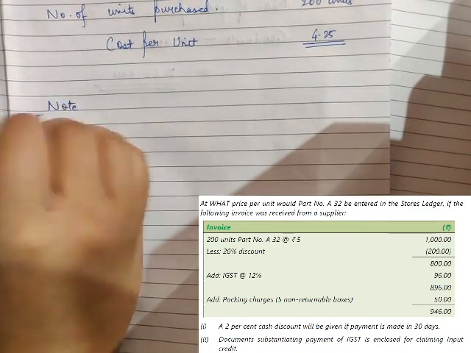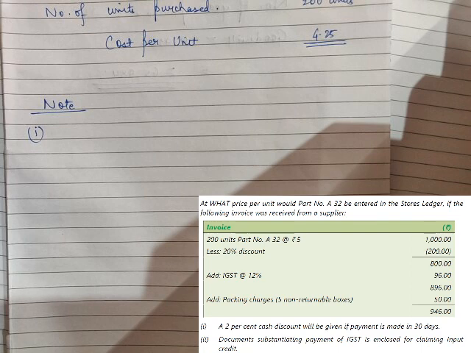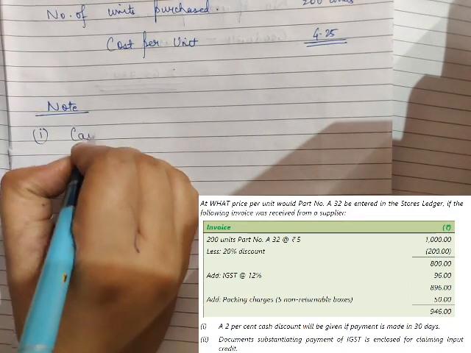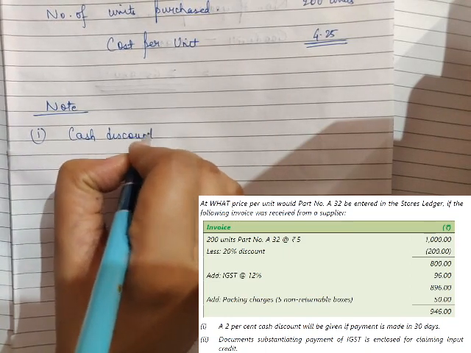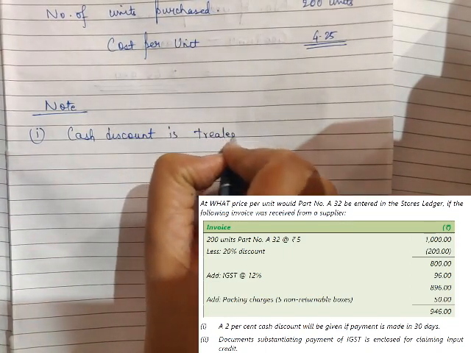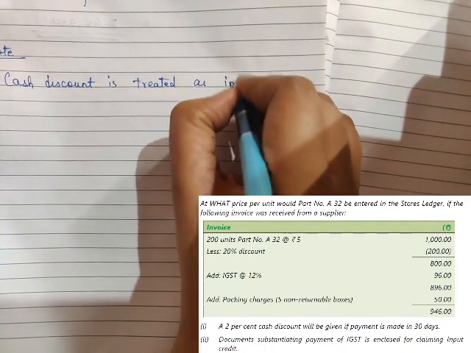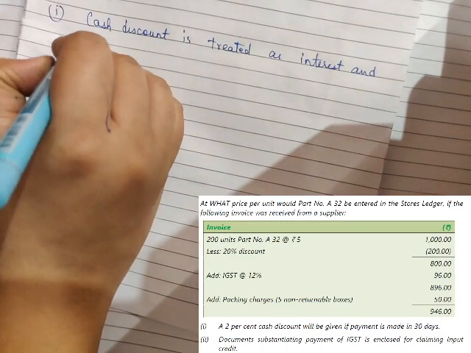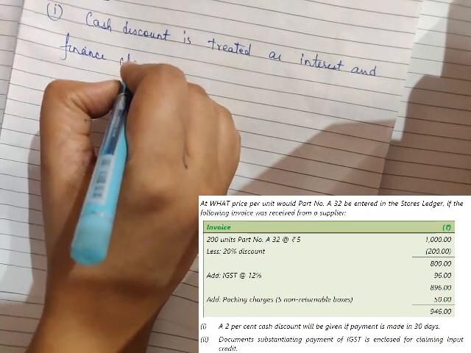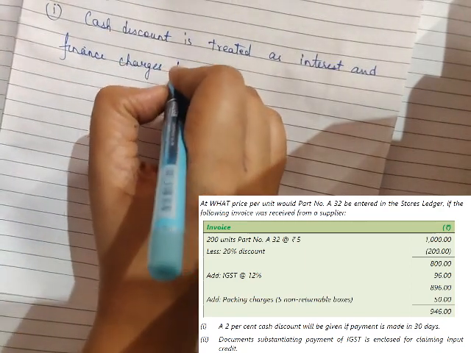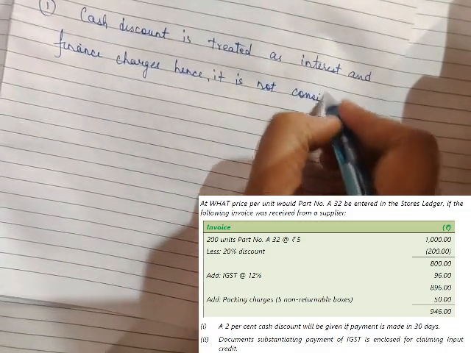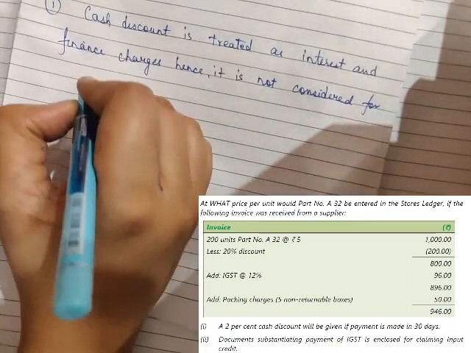So, note the first one is for cash discounts. The cash discount is treated as interest and finance charges, hence, it is not considered for valuation of material.